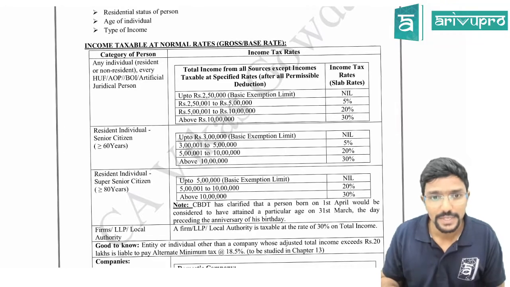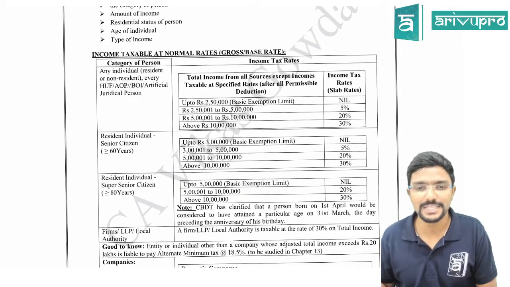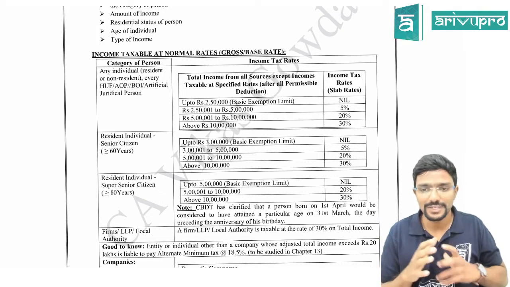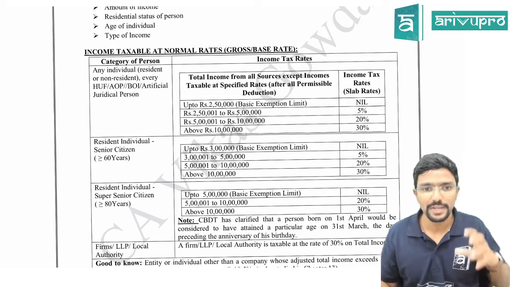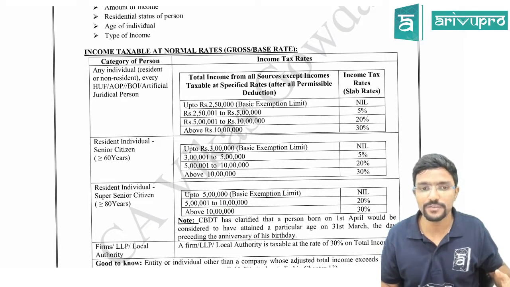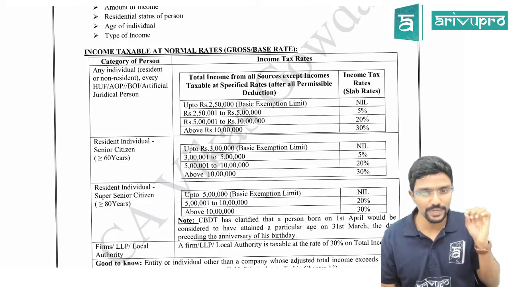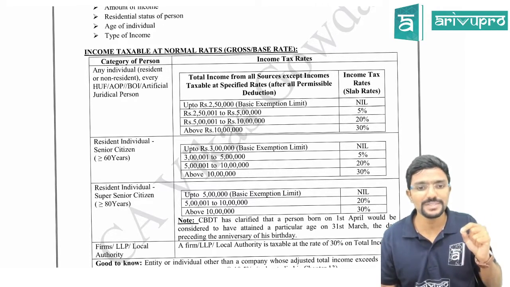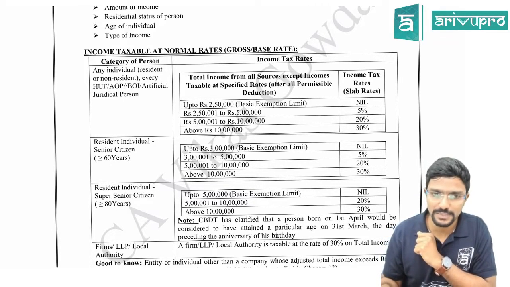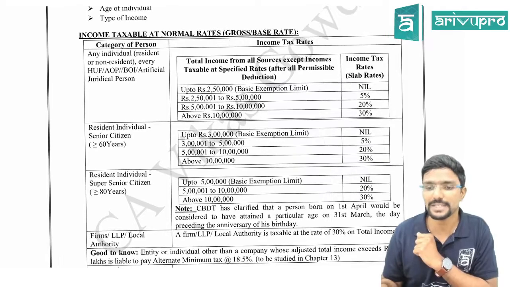So next, income tax at normal rates, that is, we will also call it gross rate or base rates. So first category of people, who are they? Any individual, whether resident or non-resident, every HUF, AOP, BOI, artificial juridical person. HUF means Hindu undivided family, AOP means association of persons, BOI means body of individuals. For these people, always slab rates are applicable.